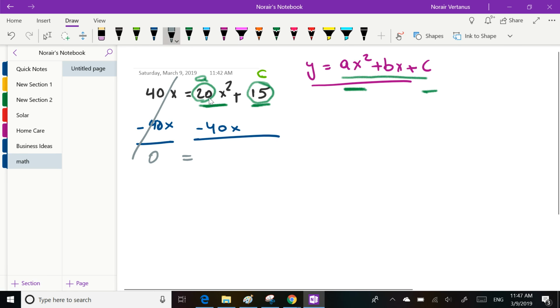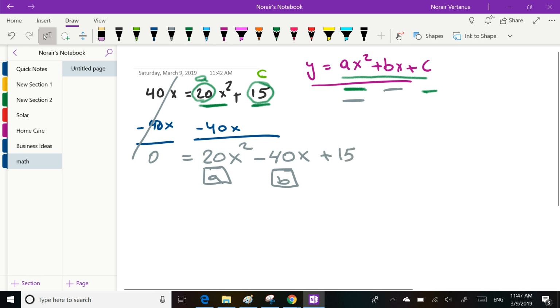And then equal to, on the right hand, we have now 20x squared. So I'm going to make it in order. That's ax squared, 20x squared. That's a. We talked about this a. And then minus 40x is the next one. That's bx. This is b. This is not division line. I'm just showing you what they are. And then plus 15. See? So now we have this in that form with the exception of what? y is equal to 0. I will tell you why that is.